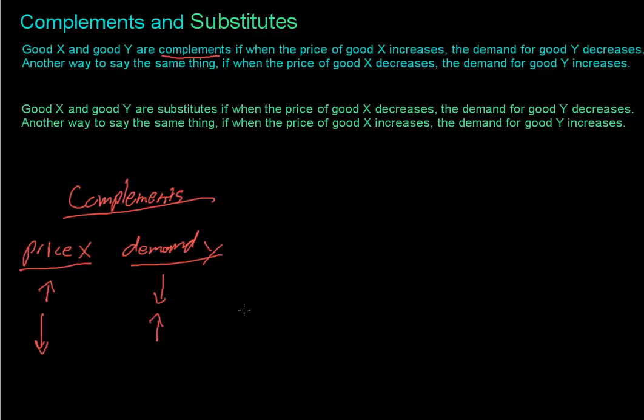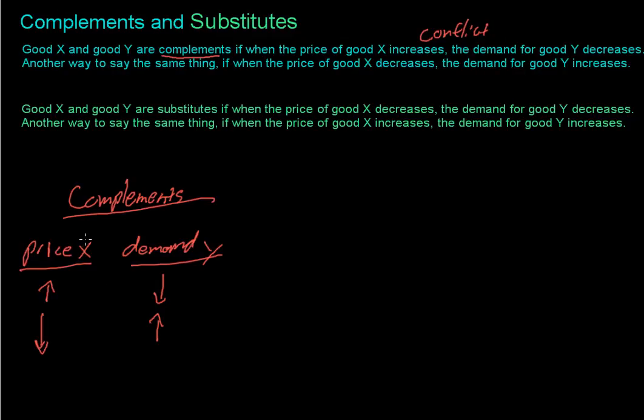So the way that I remember how this relationship works is that complements start with a C, and that's the same as conflict. So the demand for good y moves in the opposite direction of the price of good x. Now what complements really are is they're two goods that go together, that you have to have together.